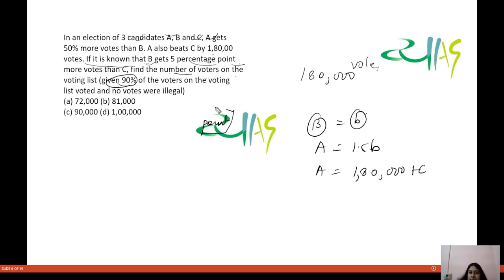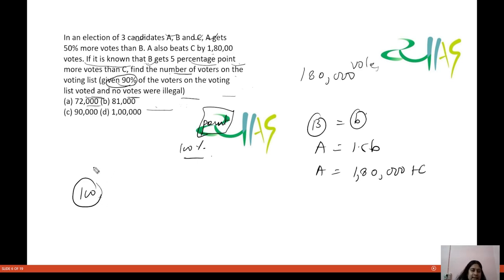We first have to know how much 100% means here. If it is known that B gets 5 percentage points more votes than C, find the number of voters on the voting list given that 90% of the voters on the voting list voted and no votes were illegal. That is what it is saying. Now see, what this question is saying. Suppose we were having 100.